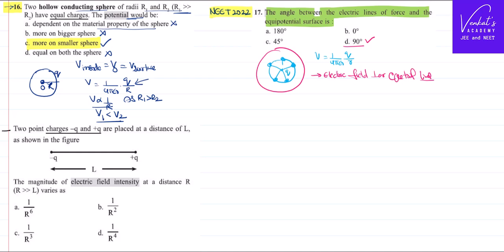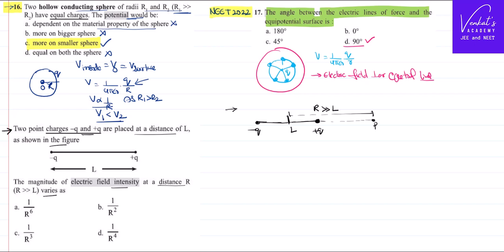This question: two point charges plus q and minus q are placed at a distance L as shown in the figure. The magnitude of electric intensity at a distance r, which is much greater than L. Let us try to understand what he is saying. There is a plus q and a minus q, it is called a dipole, having charges of equal magnitude but opposite sign, separated by a distance L, and now you have a point P. From the center to that point P there is a distance r, that r is given as much greater than L. That means the dipole size is much smaller than the distance to the point where you are trying to calculate electric intensity.